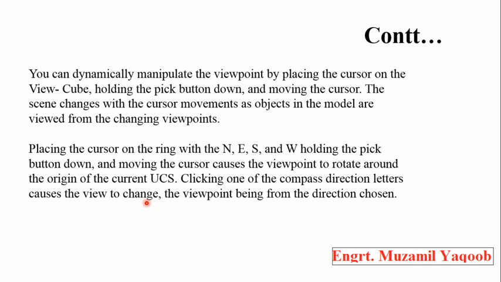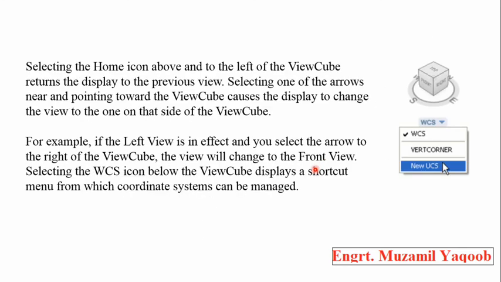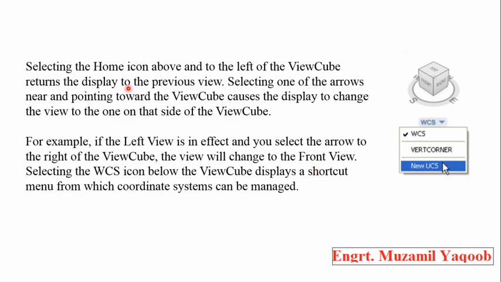Just clicking on the compass direction letters, you can choose the direction as well. So this is how the viewpoint, as I previously showed you on the slide, moves, right? Over here the different directions are shown, and the box indicates the different faces of the object. Just selecting the home icon above and to the left, the view cube returns the display to the previous view, right? Selecting one of the arrows pointing towards the view cube causes the display to change the view to the one on that side of the view cube.